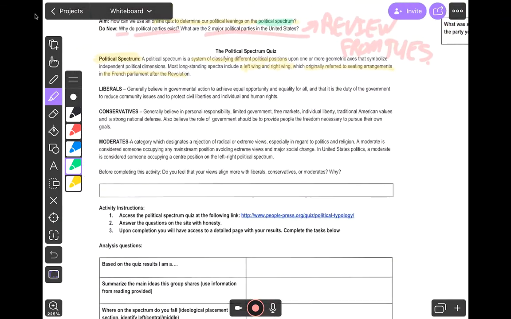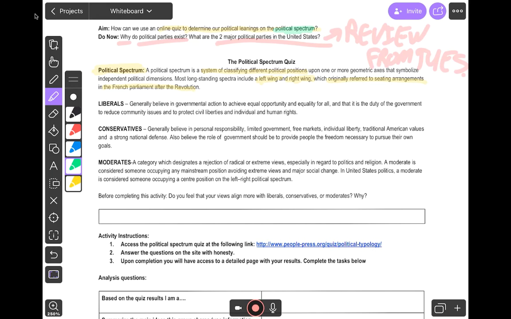So as we go back to our instructions, you'll see that we now have a definition of liberals. They generally believe in government action to achieve equal opportunity and equality for all, and that it is the duty of the government to reduce community issues, protect civil liberties, and protect human rights. And most commonly in America, this is seen as the Democratic platform. The Democratic Party is much more liberal, and they believe in these kinds of roles of government.